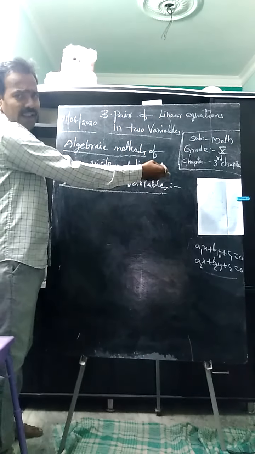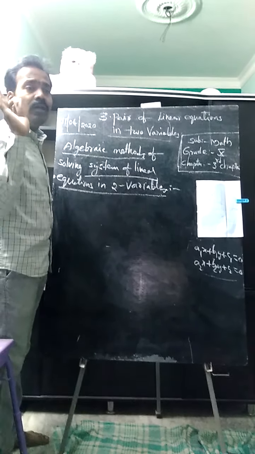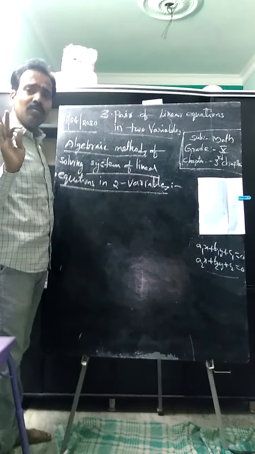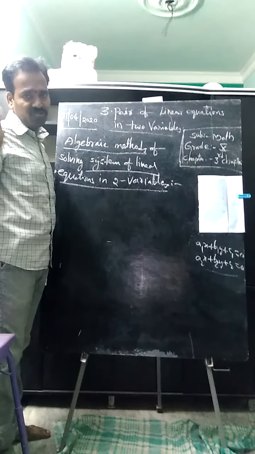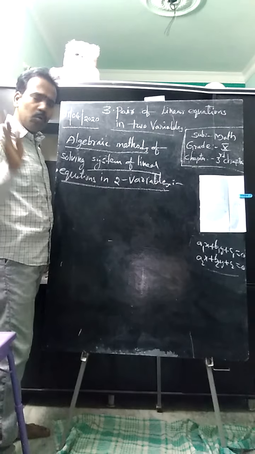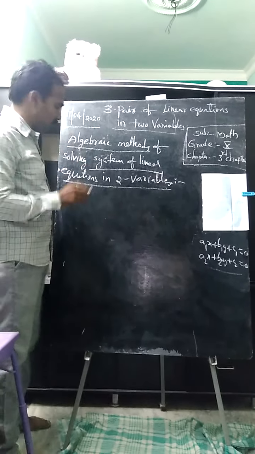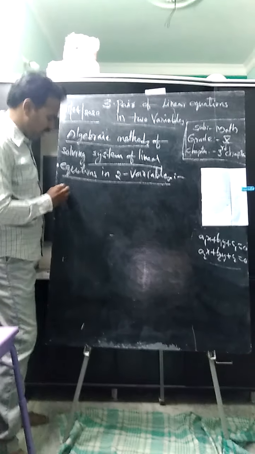Already you learned about the graphical method, how to solve in different conditions. Again I am repeating, any algebraic method is applicable only when there is a unique solution. I mean when a1 by a2 is not equal to b1 by b2, only then any one of these algebraic methods is applicable, or else it is not possible. So what are the main algebraic methods?